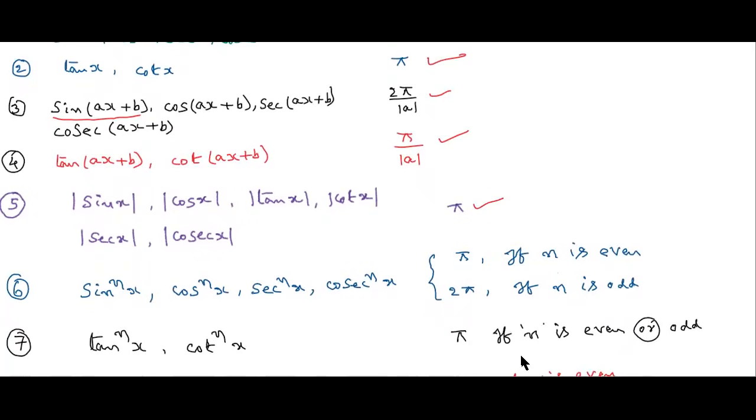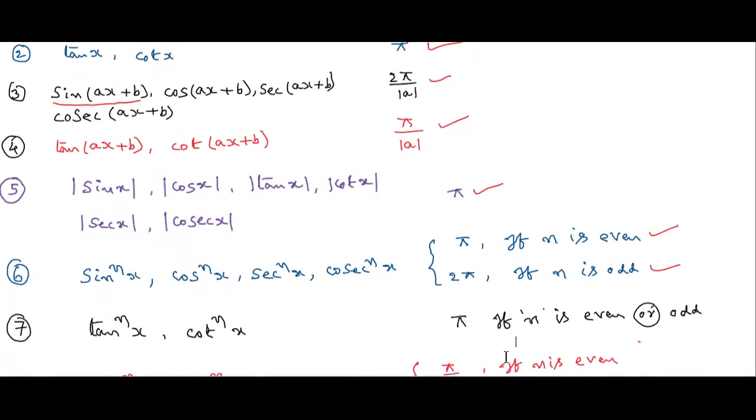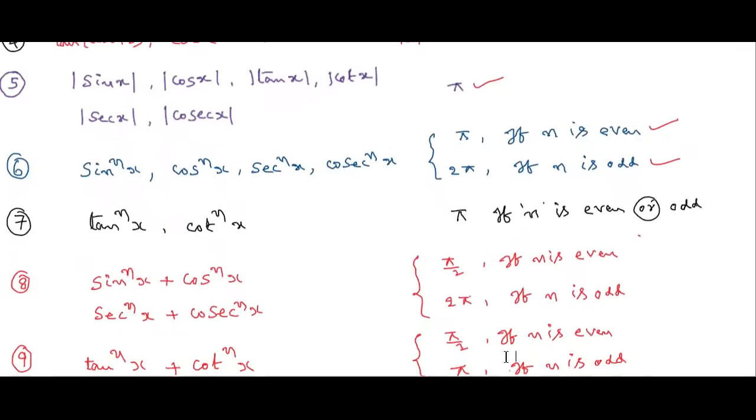So for the function sin power nx, cos power nx, secant power nx, cosecant power nx, by observing the power, we will decide the period of the function. If power is even, the period is pi; power is odd, period is 2 pi. But for tan power nx, cot power nx, the period is pi only, whether n is odd or even. Okay, students. Now go to another shortcut formula.